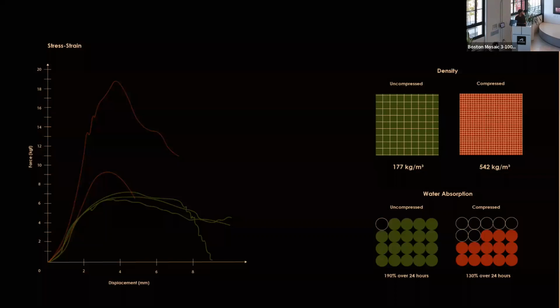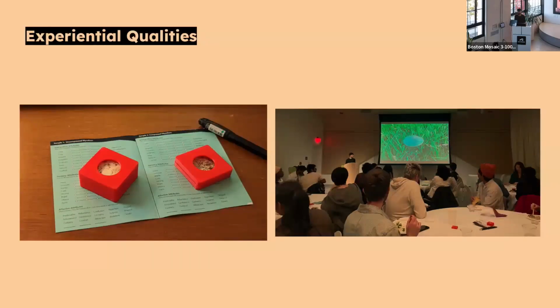We also did density and water absorption tests by leaving these samples in water for 24 hours and seeing how much their weight changes. Density was measured just with a vernier caliper and a weighing scale. Along with these mechanical properties, it was really important to characterize how people feel about these materials: the look and feel of it, the experiential attributes, the affective, emotional attributes of it.